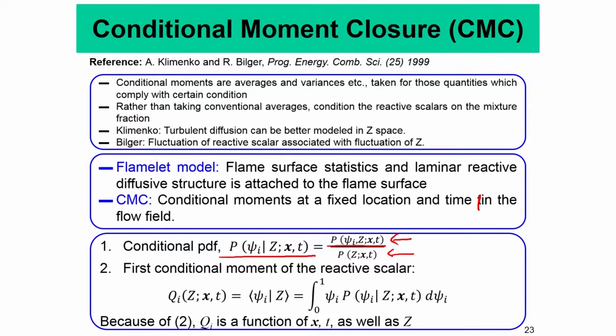Okay. And the conditional moment of the reactive scalar is given by this, that is, Q I as a function of z, x, t, is the conditional moment of a reactive scalar. It is essentially xi I given z averaged, which we can find from the conditional PDF of xi I given z. We take the first moment, that is, xi I times the PDF of xi I given z, and integrate between 0 and 1. So, this is how the conditional moment of a reactive scalar is defined.